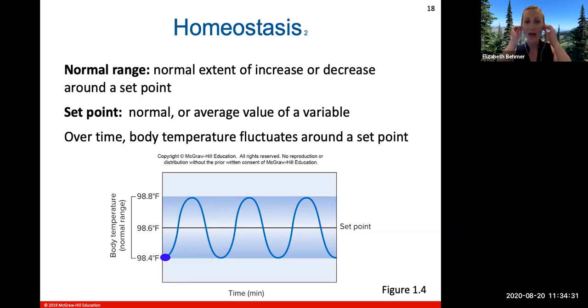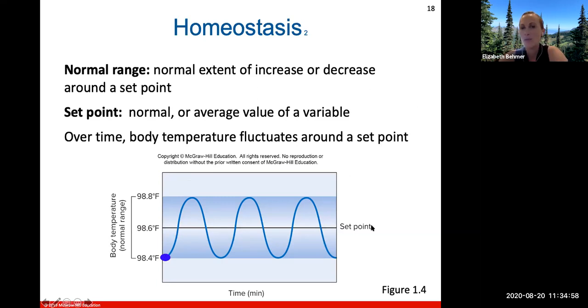The set point is the normal or average value of a variable. And over time, an example of this is temperature, which will fluctuate around that set point. So this is a graph showing the normal range of body temperature, which probably applies to all of us, 98.4 to 98.8. The set point, though, is 98.6 Fahrenheit. In Celsius, that's 37 degrees. So this would be the range, and then the set point is the average.